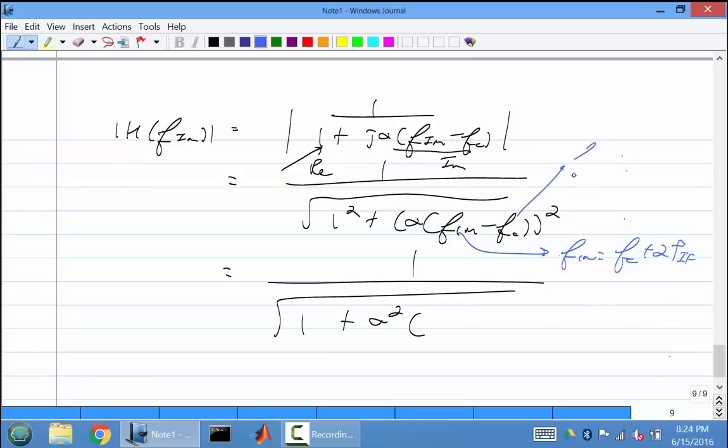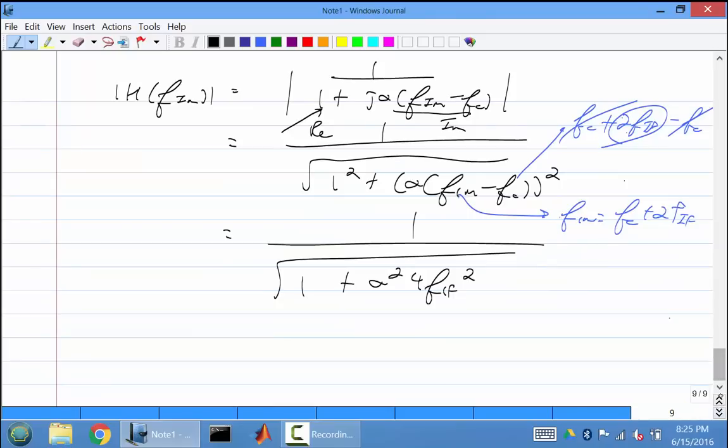So what's going to happen here is that you get fc plus 2 fif subtract fc. Right, these cancel, and I'm left with this by itself. So you're just going to be left with 2, and then this becomes multiplied by 4, so you get 4 fif squared. Okay? And this has to be greater than or equal to. Right, so that's, never mind. So this is what the magnitude would be.